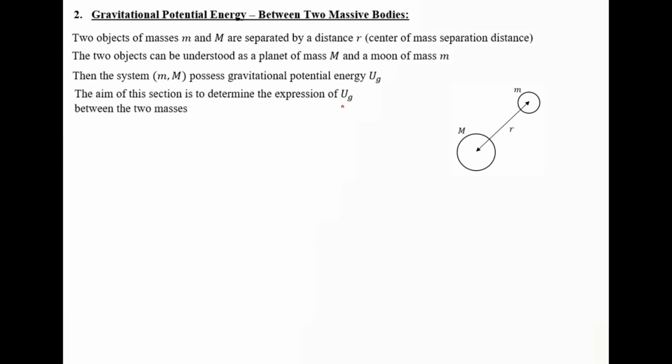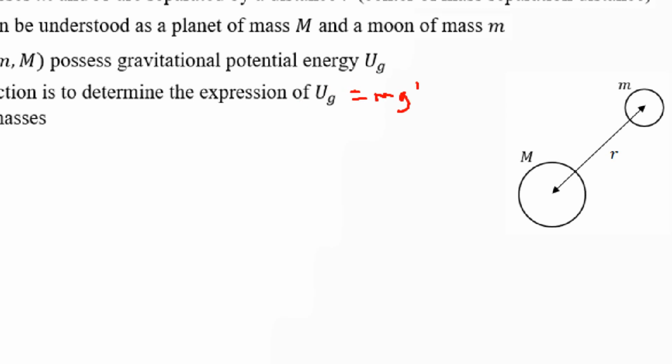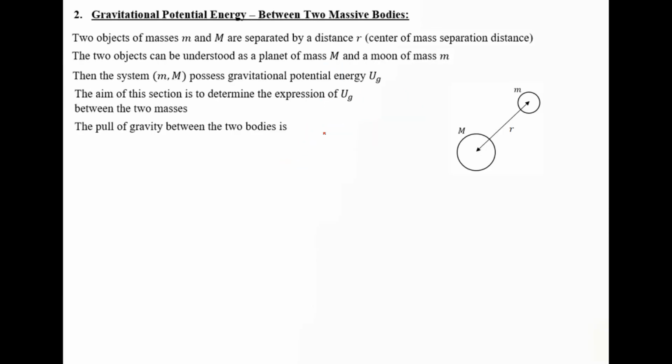The aim of this section is to determine the expression of Ug between the two masses. Previously we have determined the expression of Ug, and it's given by mgh up to a plus or a minus sign if we're above or below, but remember that this expression only works if we're near the surface of the planet. Now the pull of gravity between the two bodies is given by minus GMm over r squared. The negative sign indicates that the pull of gravity points radially inward. So here the minus sign is very crucial because we're interested in integrals and calculus, and we need to indicate the specific direction. The minus sign means that it will be pointing opposite to the radial direction.